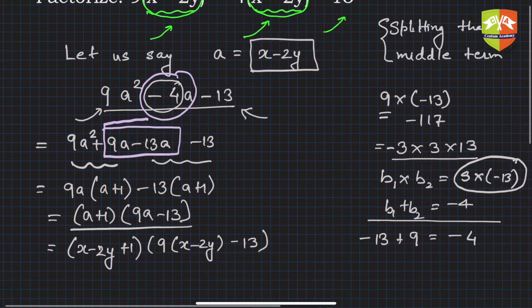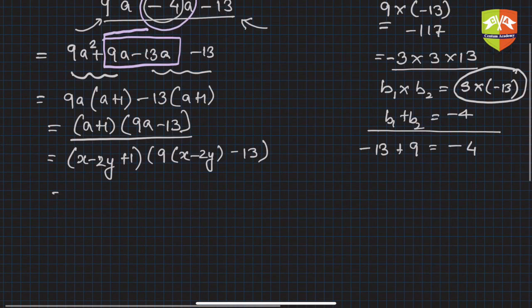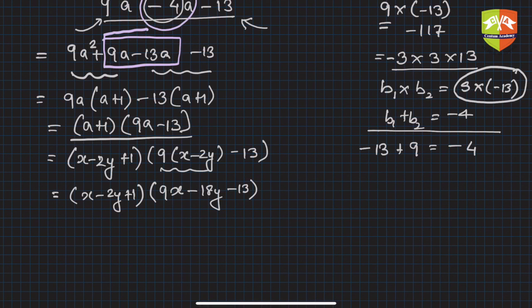You can simplify it further or leave it at this stage, but it's better to simplify to the maximum possible extent. So multiply: 9x minus 18y, like that. You open this bracket and then minus 13. Fair enough. So this is how the factorization would look, right? You can't really factorize the two linear terms here. Why linear? Because the powers are 1 here. So any expression with highest degree 1 is called a linear term, linear factor.